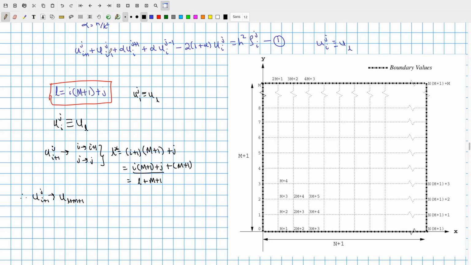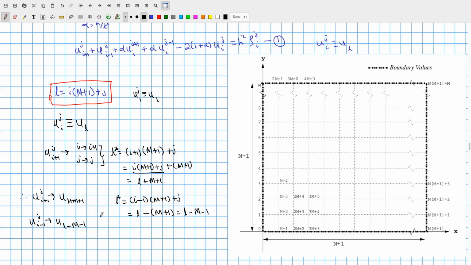Similarly, the next term we have is i minus 1 and j. Let me call it L star, that will be (i minus 1) times (m plus 1) plus j, so you can clearly find this out. This will be L minus (m plus 1), or L minus m minus 1. So this is going to be u of L minus m minus 1. Cool.